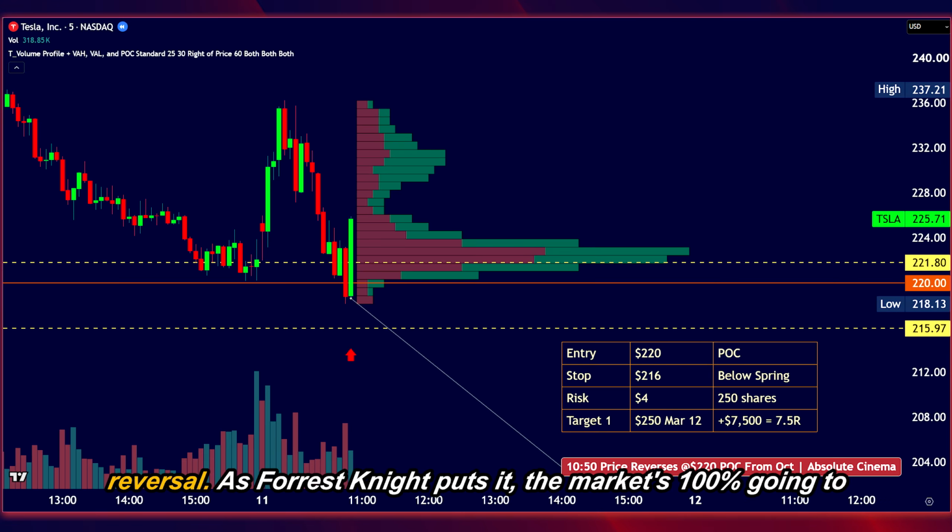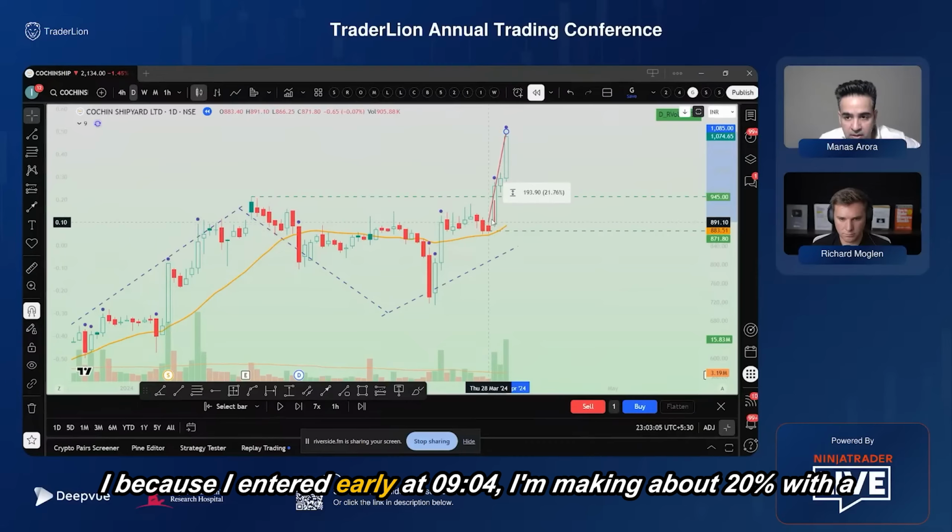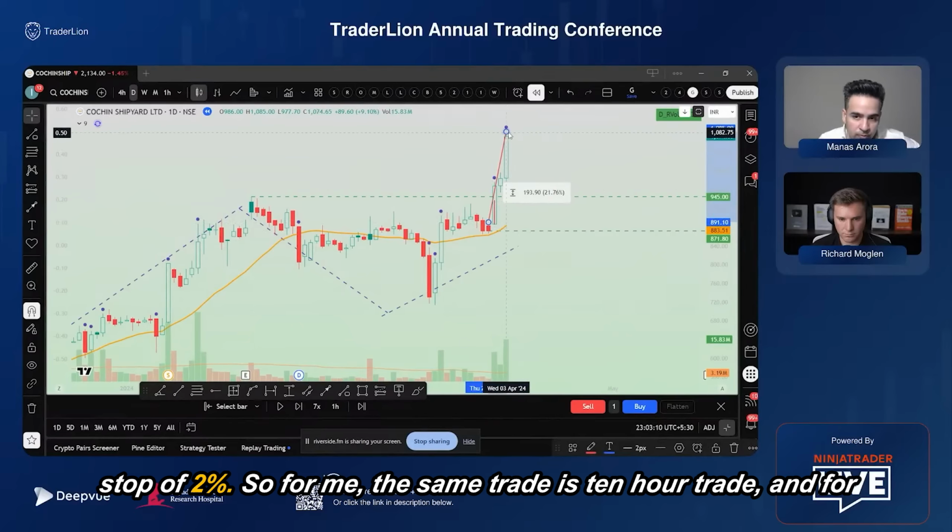On a $100,000 account, risking 1%, that's $1,000 on the line. 250 shares. Next high volume node at 250. Because I entered early at 904, I'm making about 20% with a stop of 2%. So for me, the same trade is a 10-hour trade, and for somebody else who bought here, it's a 3-hour trade. The very next day, that's 7.5 R, $7,500.